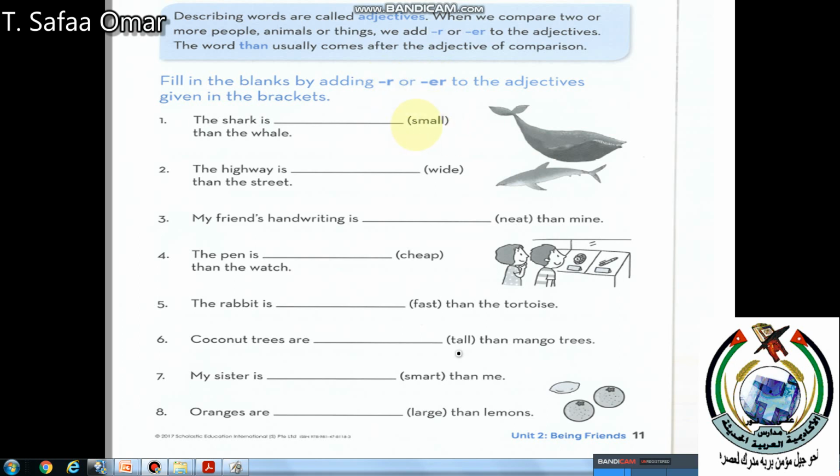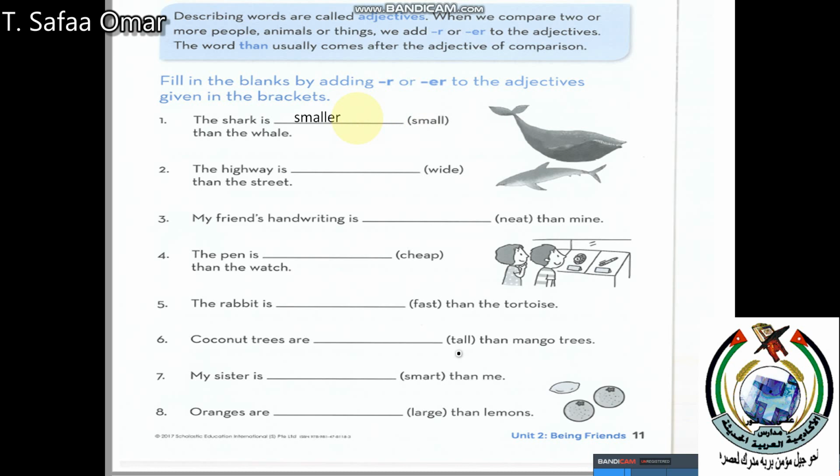Let's see. The adjective is small. Do you remember what's the meaning of small? Small means صغير. So small with ER will be smaller. The shark is smaller than the whale. We have shark and whale, two things, two animals. إذا كان عندي شيئين أو شخصين بستخدم ER comparative. So small will be smaller.